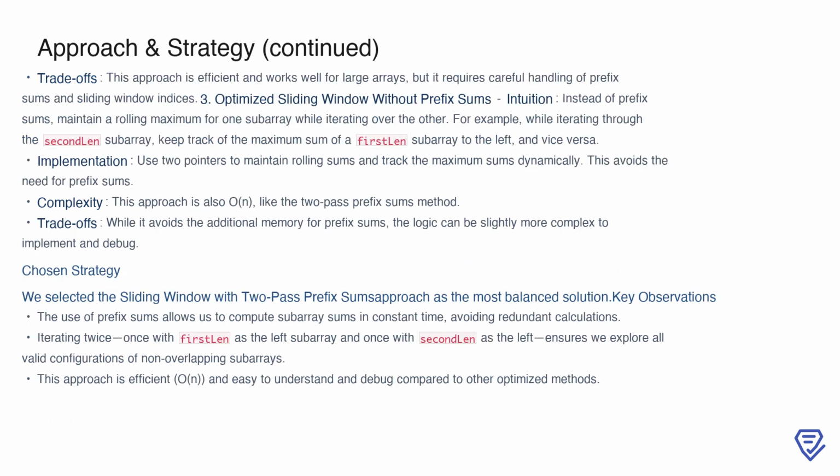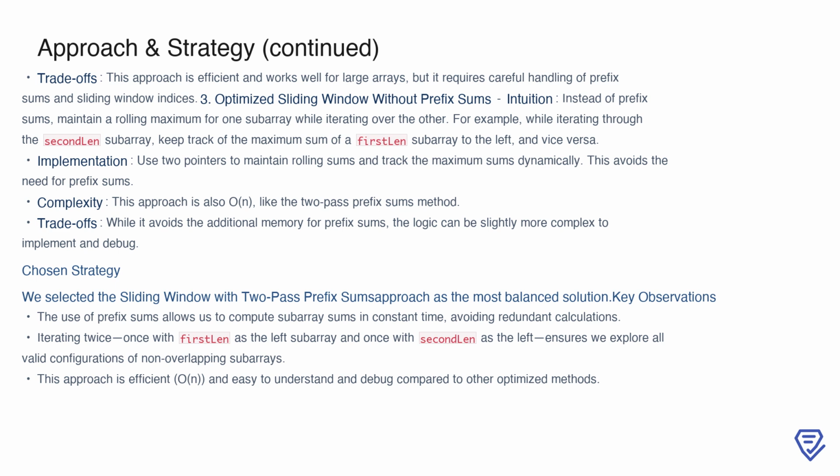While the sliding window with two-pass prefix sums is efficient, it does come with trade-offs. It requires careful management of prefix sums and the indices controlling the sliding window. Another alternative is an optimized sliding window approach that avoids prefix sums altogether. Instead of pre-computing cumulative sums, we dynamically maintain a rolling maximum for one subarray while iterating over the other. For instance, as we iterate through the secondLen subarray, we keep track of the maximum sum of a firstLen subarray to its left, and vice versa. This method also achieves O(n) complexity, but the logic can become more intricate to implement and debug.